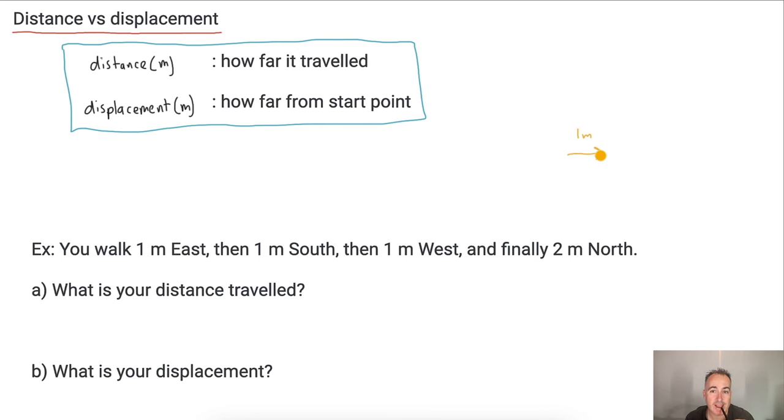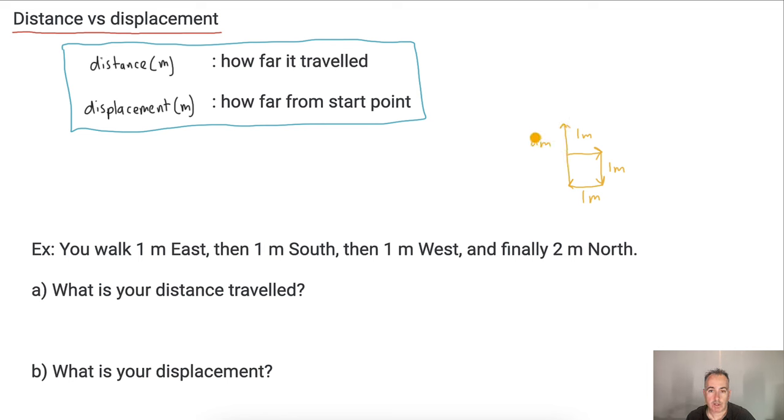Well, when you're adding vectors, or you're adding these arrows, you have to add them head to tail. So the next one, then 1 meter south, you don't do it from your start point, you do it from here, right? So you say, all right, so 1 meter south. Okay, then what? Then 1 meter west, all right. And then finally, crucially, 2 meters north. That means you go up and then up. So now you've gone up sort of 2 meters.